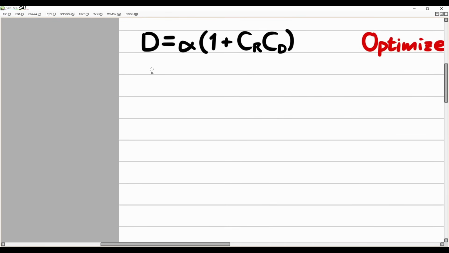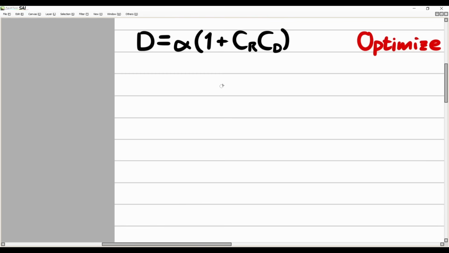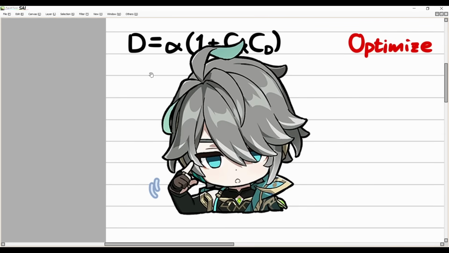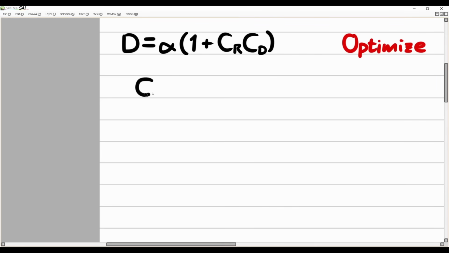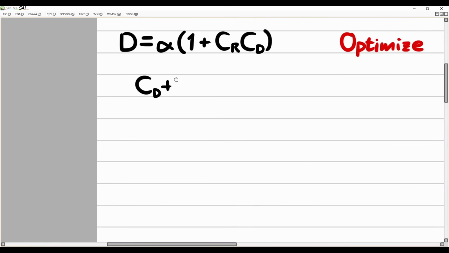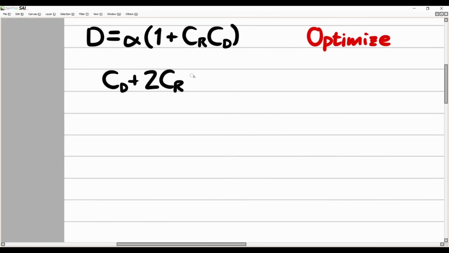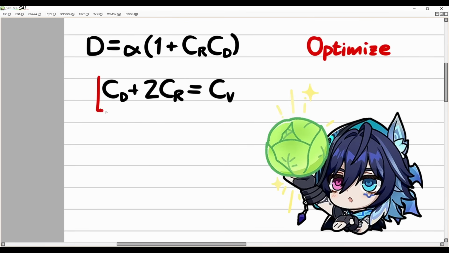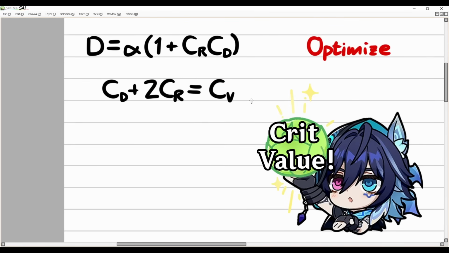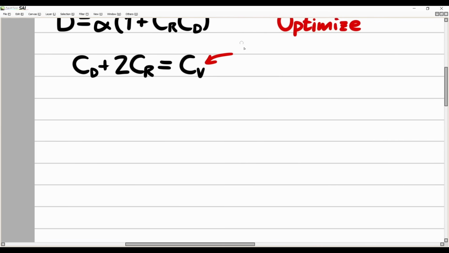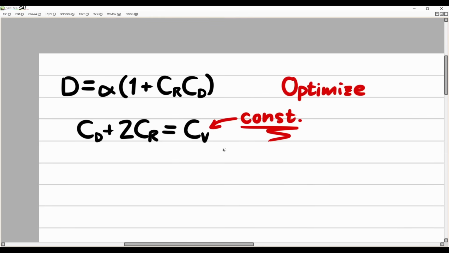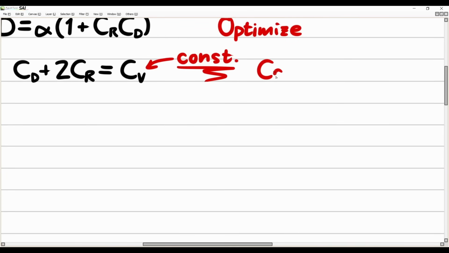Well, it just so happens that there's a lovely equation that a lot of people like, and a lot of people are just willing to accept it, by the way. But anyway, you have this equation that's CD plus 2CR, and that is specifically equal to the crit value. This quantity right here is called the crit value, and we specifically force ourselves to have CV be constant. That is the most important assumption about this proof. Now, from here, this will be our constraint.